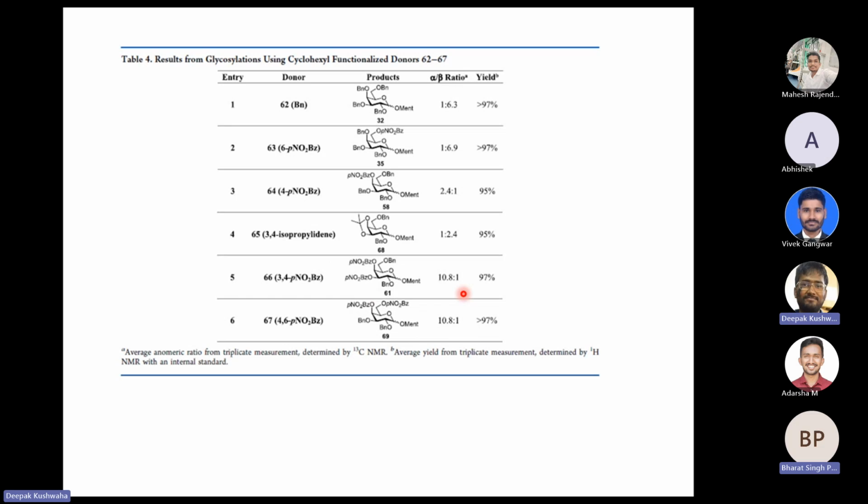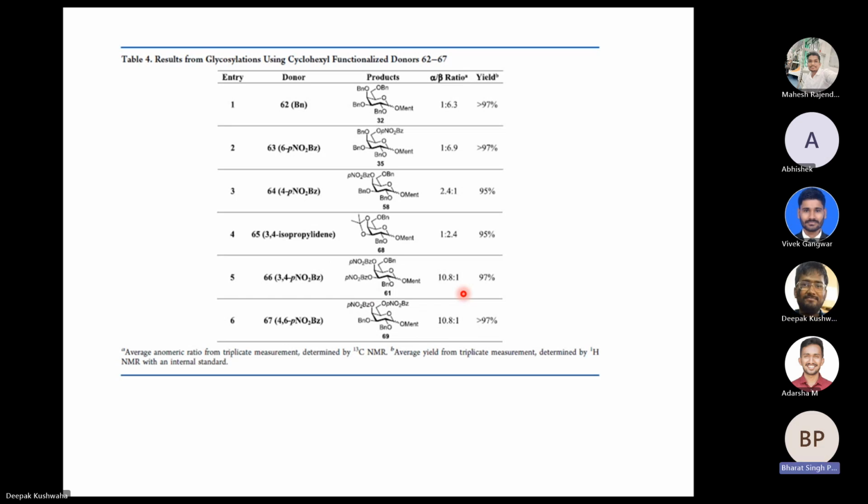So the whole paper is centered around the Boons report only. Since they have been working for a long time, they may not be able to accept his result, but I think they cannot do anything about Boons. So they tried to show all the controls, saying that they still get alpha selectivity with the electron deficient benzoate donors only.